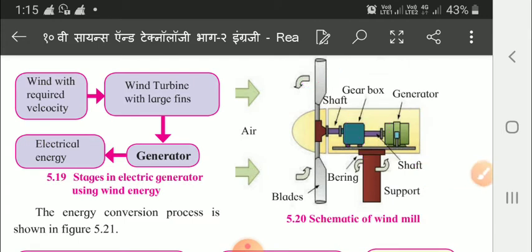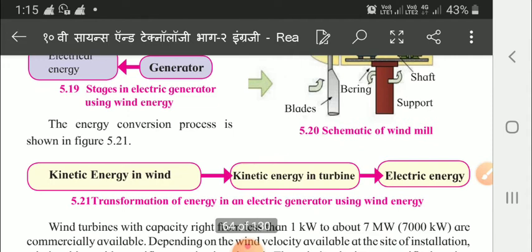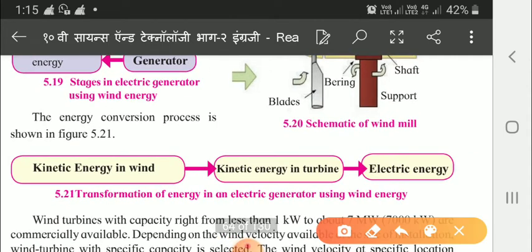Now children, the energy conversion process we can see here, how the energy is converted. The kinetic energy in the wind which is present is given to the turbine. This kinetic energy of wind is giving energy to the turbine. The turbine is giving energy to the generator to give the electrical energy.